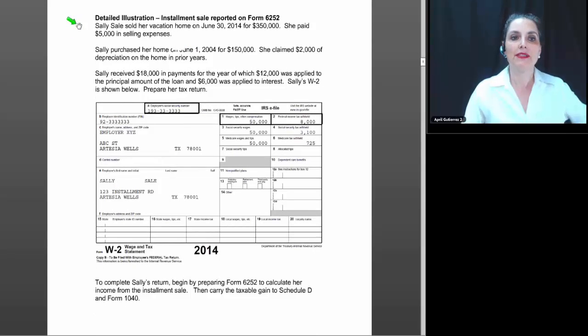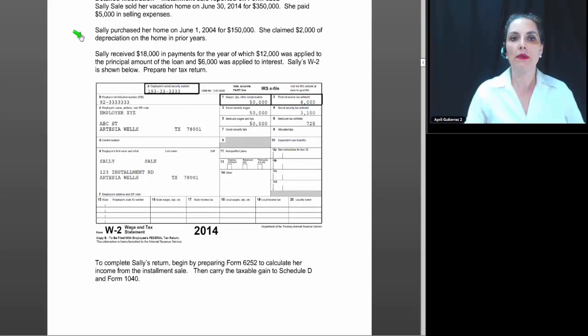We have a character named Sally Sale. She sold her vacation home on June 30, 2014 for $350,000, and she paid $5,000 in selling expenses. Sally purchased her home back on June 1st of 2004 for $150,000, and she claimed $2,000 of depreciation on that home in prior years. Sally received $18,000 in payments for the year, of which $12,000 was applied to the principal amount of the loan, and $6,000 was applied to interest. Her W-2 is shown below. Go ahead and prepare her return.